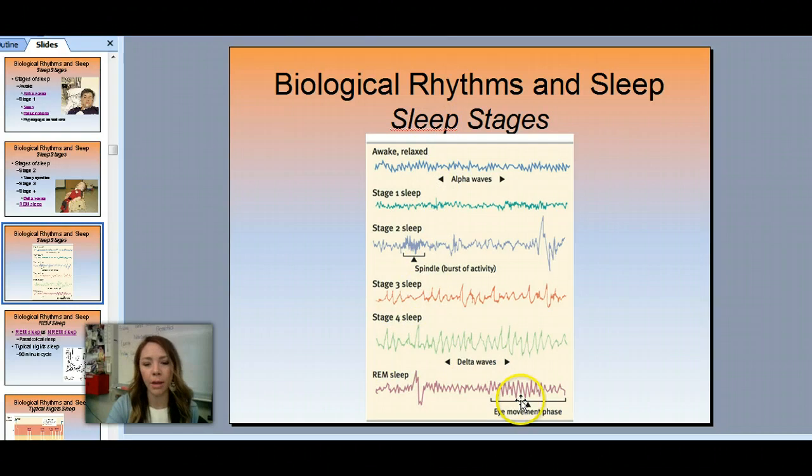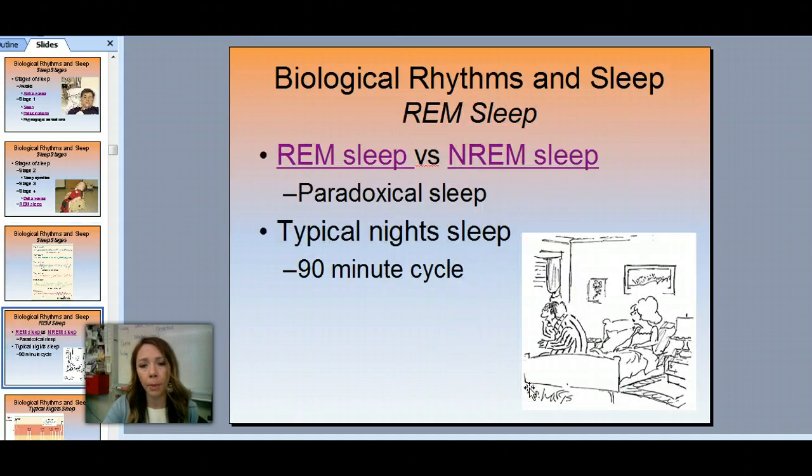And then my REM, I get these places in my REM sleep where I get rapid eye movement. Your eyes literally go back and forth really quick. A lot of times, the theory behind that is because you're dreaming, right? You're seeing something, so your eyes are moving along with it. So remember our REM sleep, rapid eye movement, versus our NREM sleep.